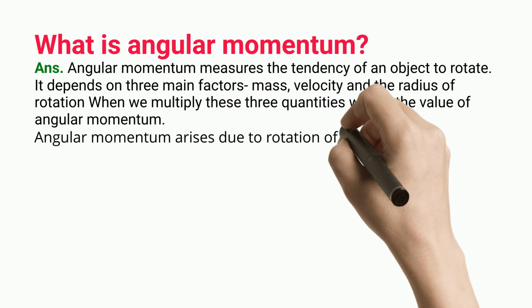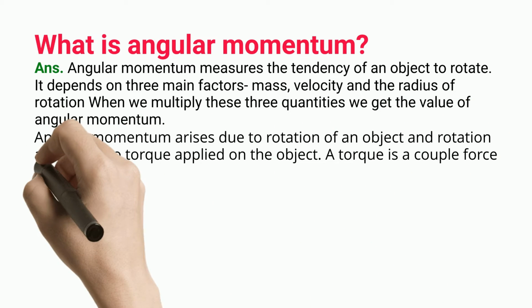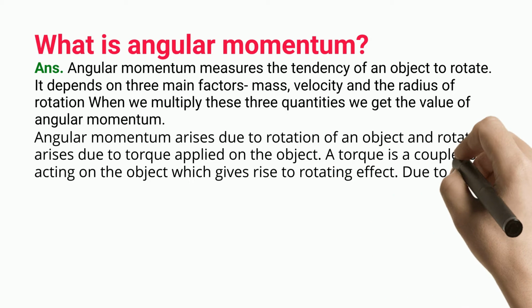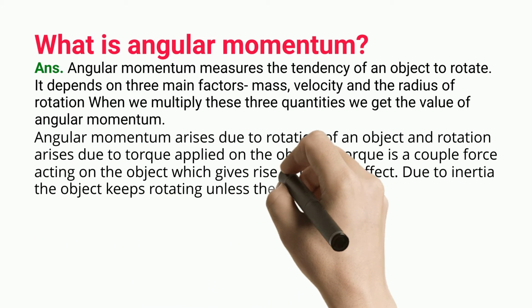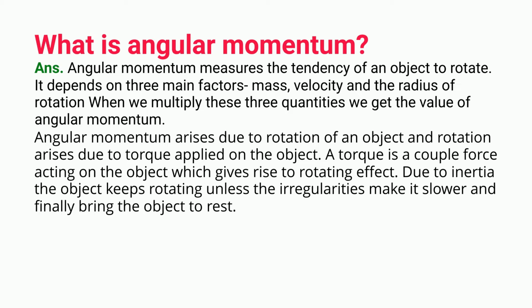Angular momentum arises due to rotation of an object, and rotation arises due to torque applied on the object. A torque is a couple force acting on the object which gives rise to rotating effect. Due to inertia, the object keeps rotating unless the irregularities make it slower and finally bring the object to rest.